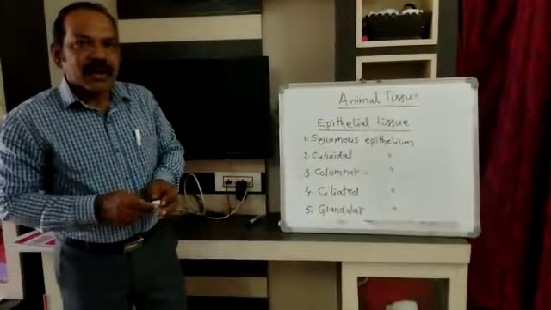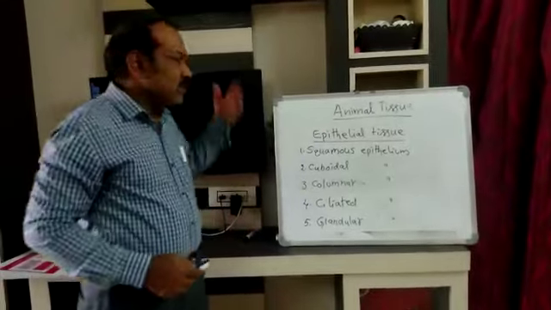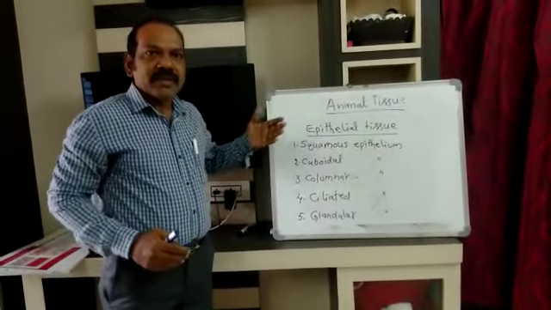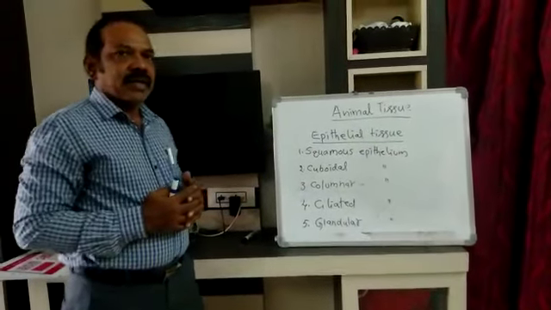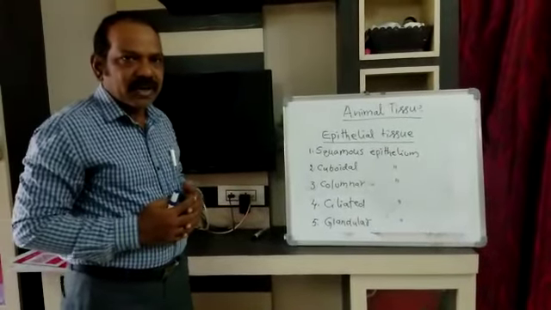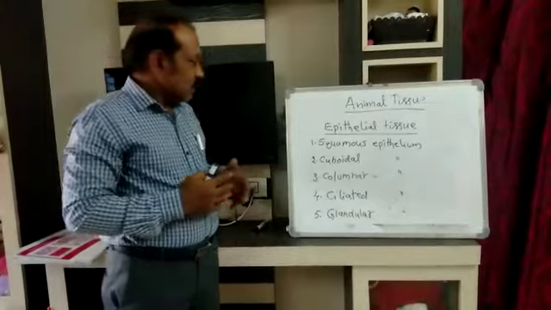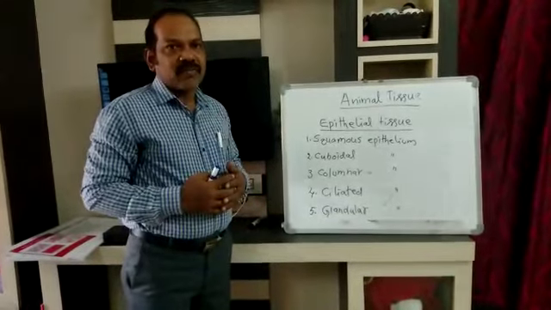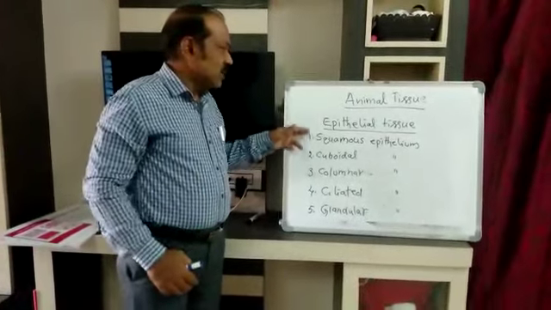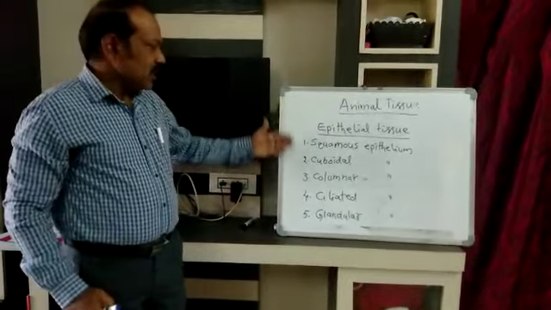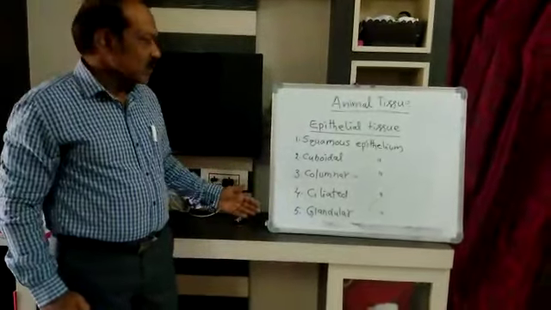Epithelial tissue can be classified in different ways. We have studied one way in which, based on the arrangement of layers, epithelial tissue was classified in 3 different ways: simple, stratified and pseudo-stratified. But here, based on the shape of the cells present in the epithelial tissue, it is classified into 5 different types.